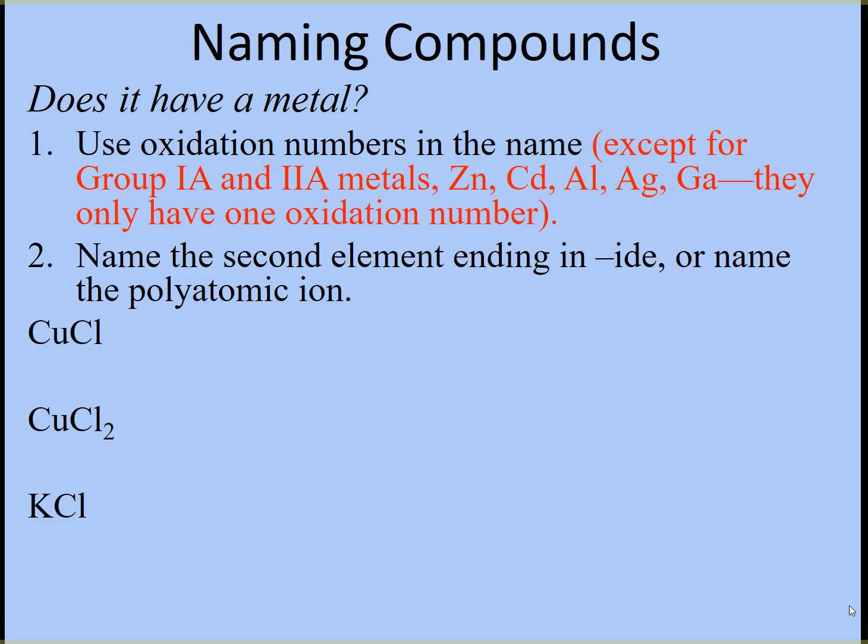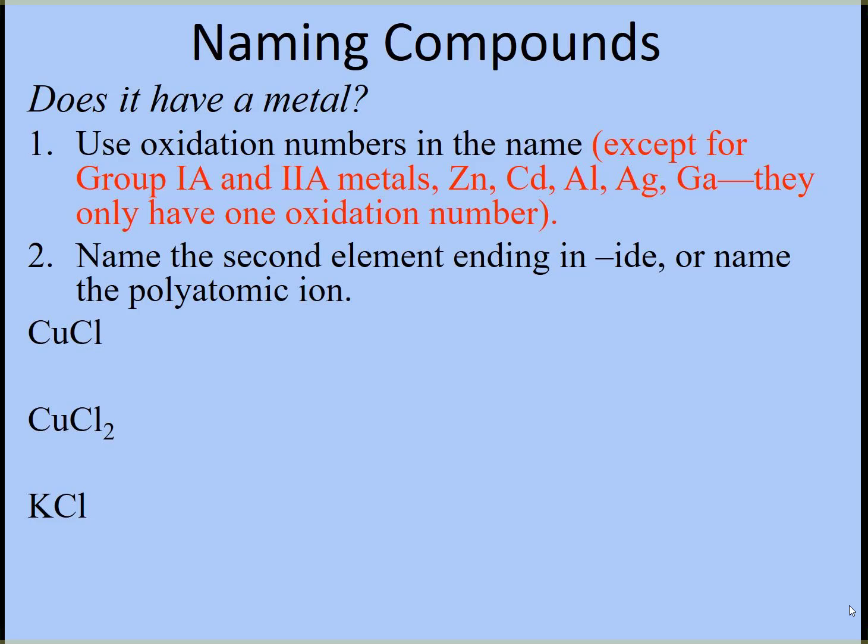On the AP test, you are not going to be tested on if you can name compounds, but I do think it's good working knowledge in the chemistry lab that you can be a little bit familiar with these chemical names. So when you're naming a compound or a molecule, the first thing that you're going to look for is, does it have a metal?